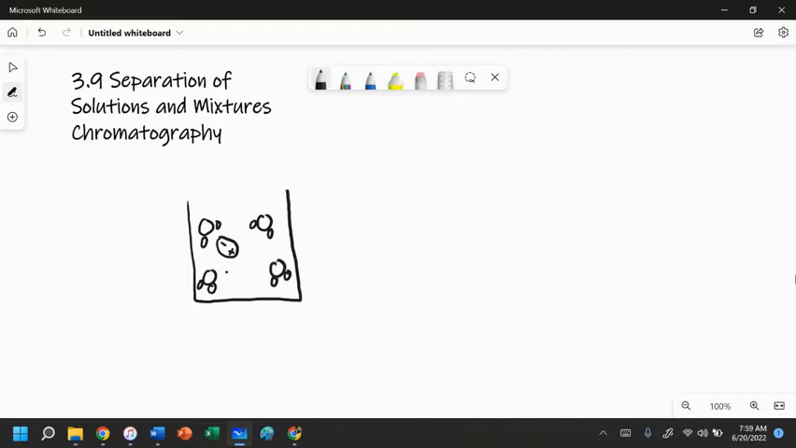And of course, the positive sides are attracted to the negative sides of the water molecule, and the negative sides are attracted to the positive sides of the water molecule. So there are intermolecular forces holding together the water molecules and the polar solute. And those interactions are what keep the solute dissolved in the solvent.